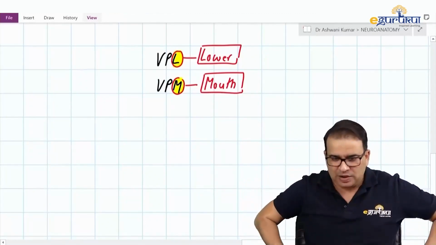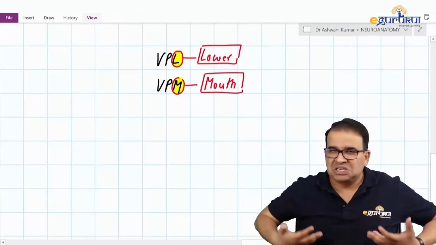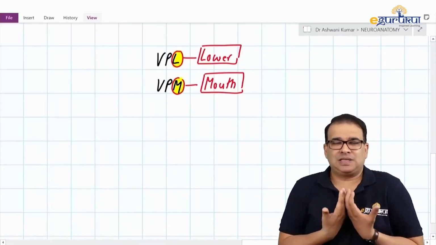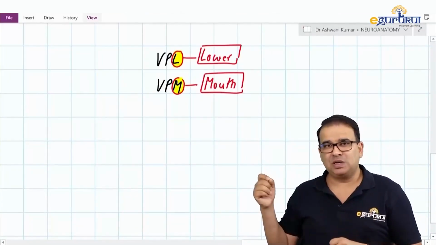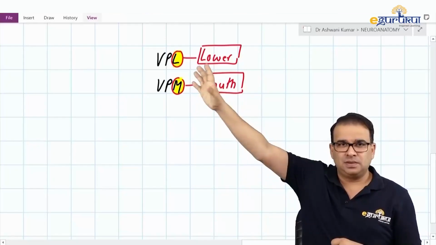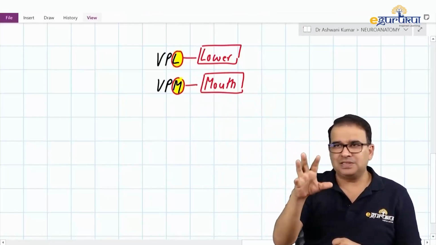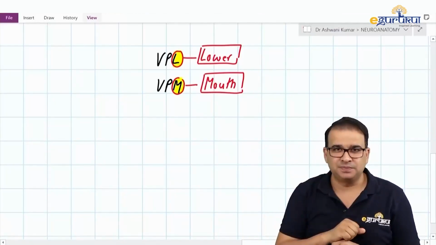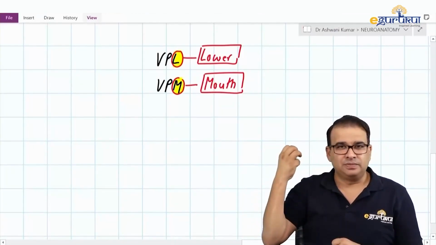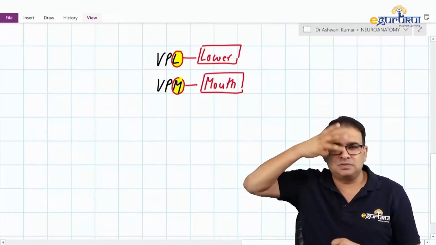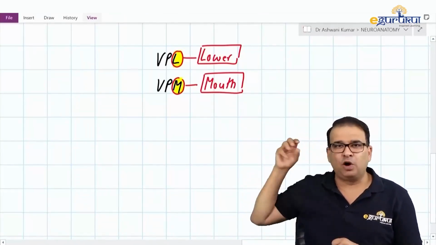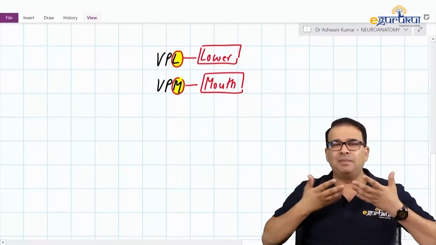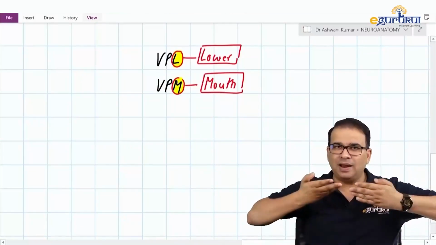So any sensation like pain, temperature, touch, pressure, whatever, if it is coming from the lower body into the thalamus, it will go into the VPL nucleus. But if the sensation is coming from the face or the mouth, like taste sensation, or the trigeminal nerve carrying sensation from the face or the upper part here, they will all go into the VPM nucleus. So that's an easy way to remember. L and M. Lower, mouth.